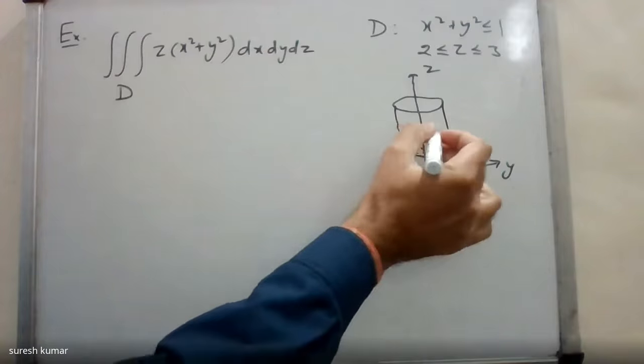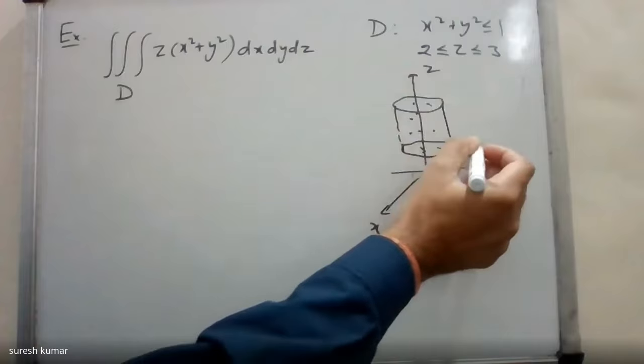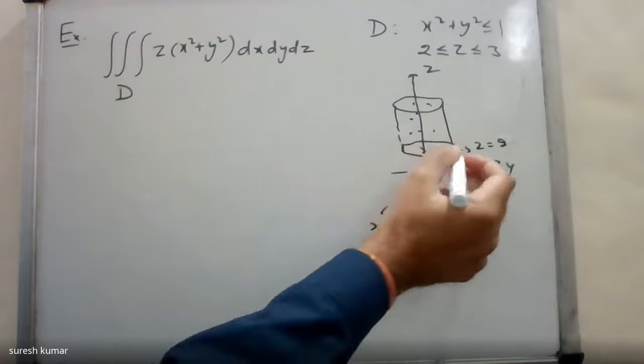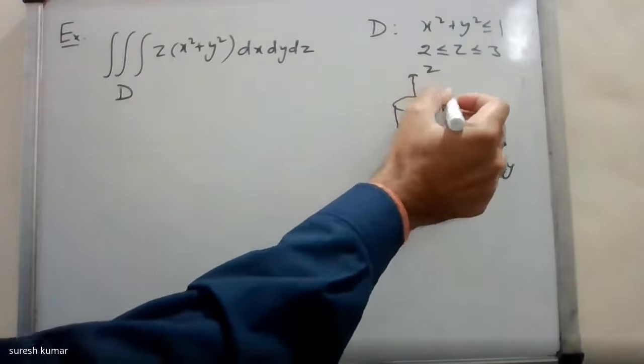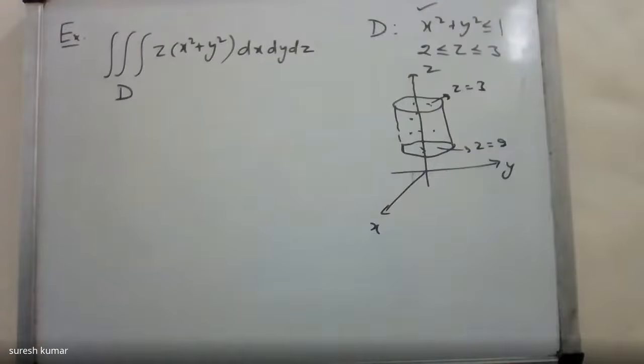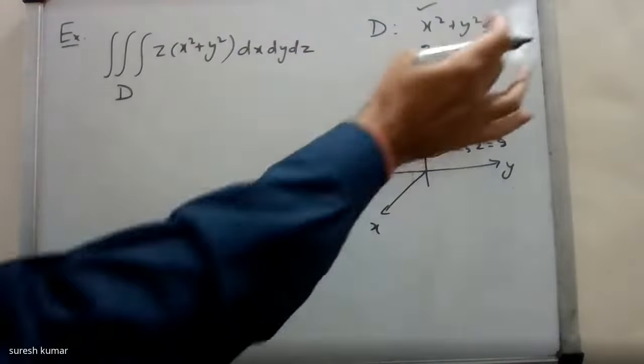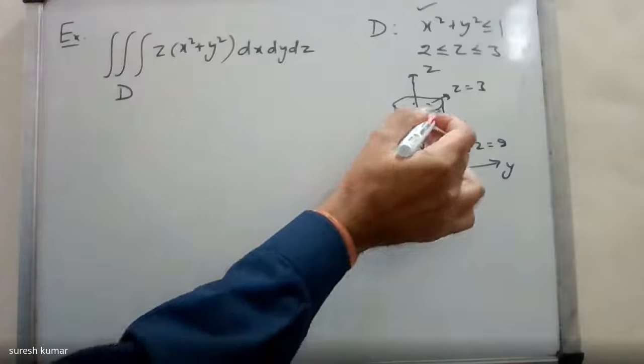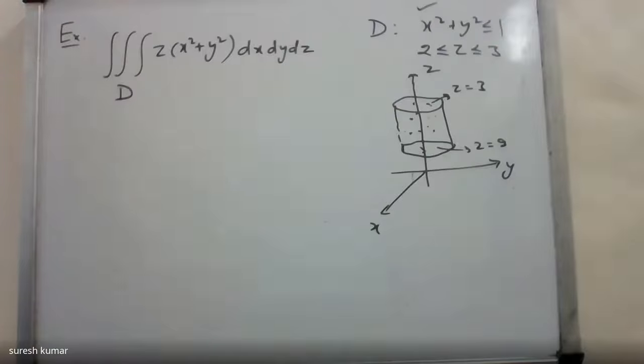So this 3D region, this circle lies in the plane z equal to 2, this is z equal to 3. So this infinite cylinder is cut off by these two planes. X squared plus y squared less than or equal to 1 means the region inside the cylinder.